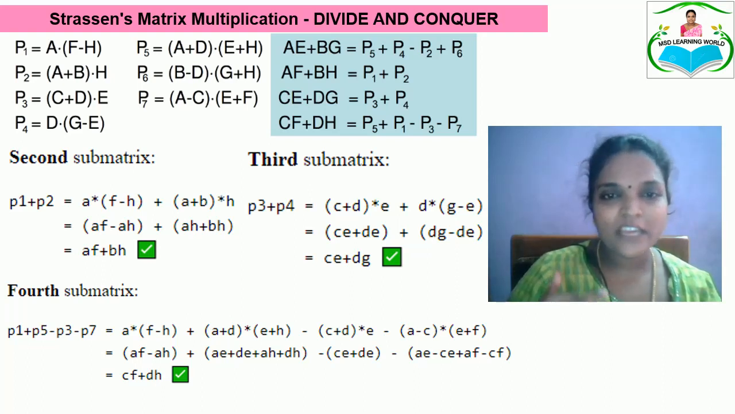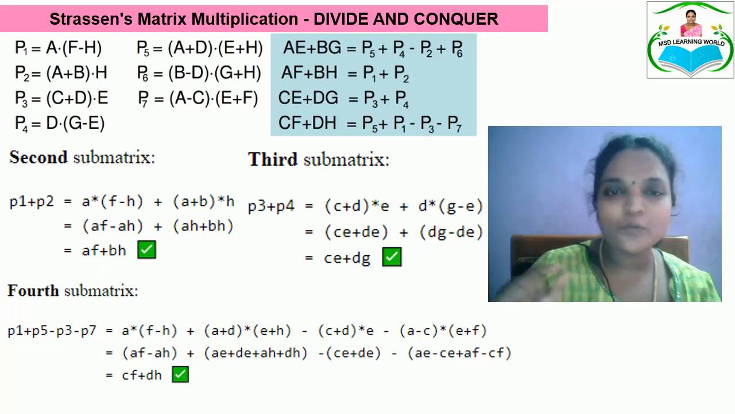Similarly, when we expand CF plus DH, we are able to get P5 plus P1 minus P3 minus P7. When we expand this, we get CF plus DH. So we are able to get the actual matrix multiplication value of A into B.